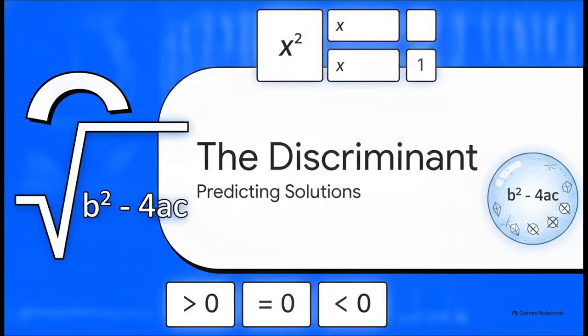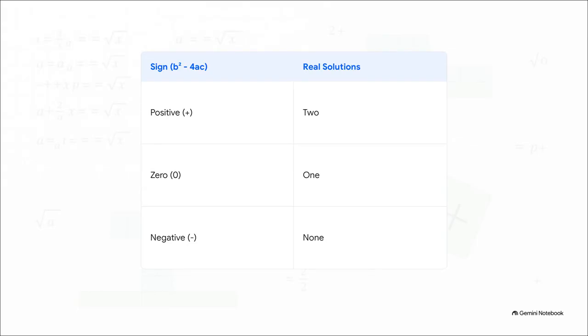Moving right along to section 3, the discriminant tells all, predicting the solutions. So, a real game changer here is that you don't always have to solve the entire formula to understand the behavior of your equation. There's a specific chunk of the formula under the radical that acts like a crystal ball for predicting your solutions. That expression, b squared minus 4ac, is called the discriminant. By simply looking at its mathematical sign, we can absolutely dictate the nature of our solutions.